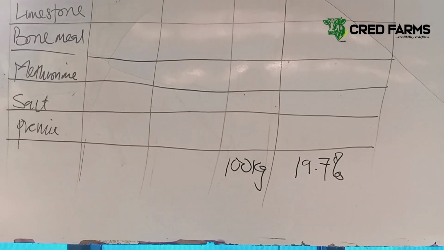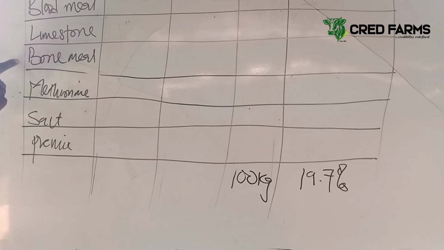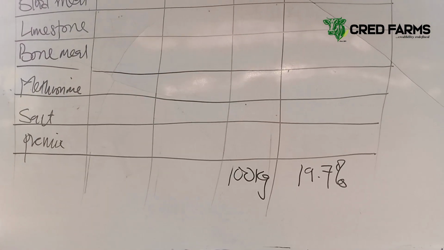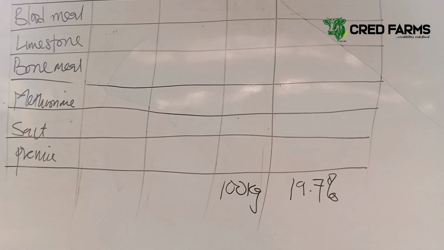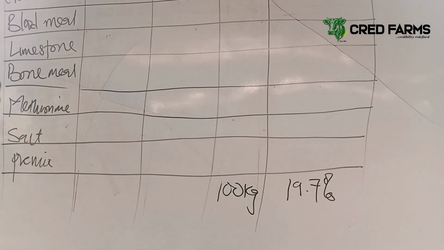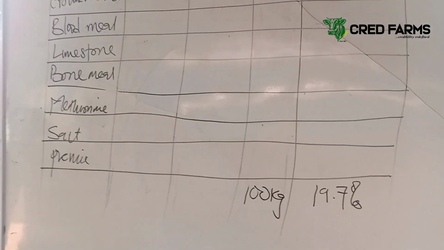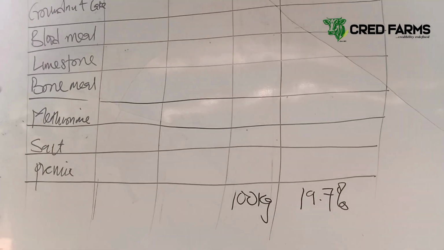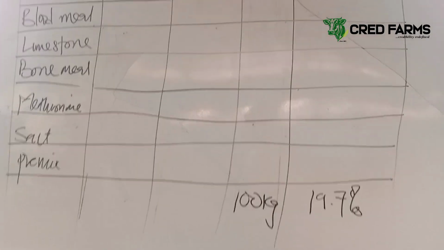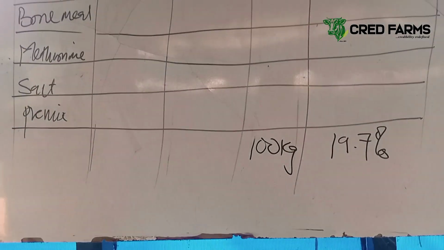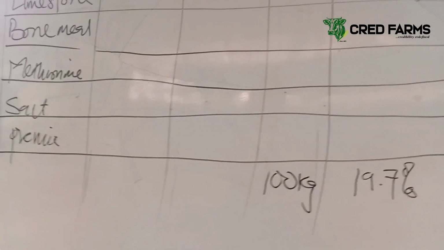Limestone and bone meal are your calcium sources, and these two are very important, especially for layers, because calcium helps in bone formation and production of egg. And since we're talking about layers, it means these two are very important. Then finally you have the premix. This premix contains your vitamins. All right, so these are all the ingredients we'll be using for this feed.